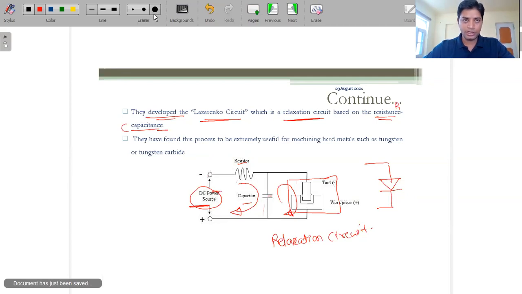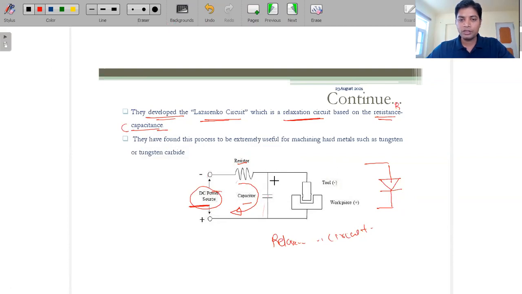Now when you use this, current will pass in this direction. So this is the tool, and this is the workpiece. Initially the workpiece and the tool were like this, but as the minimum gap is maintained, a spark is generated in the gap between the workpiece and the tool. Because of that spark, the material is removed.